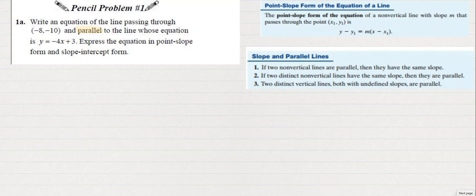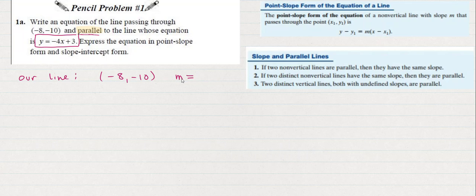Write an equation of the line that passes through this point and that's parallel to the line whose equation is y equals negative 4x plus 3. So the first step is to look at this y equals negative 4x plus 3 and recognize that for the line we're looking for, we have a point, negative 8, negative 10, and now we can use this parallel line, y equals negative 4x plus 3, to determine the slope of our line.